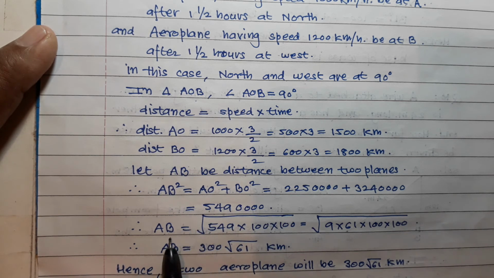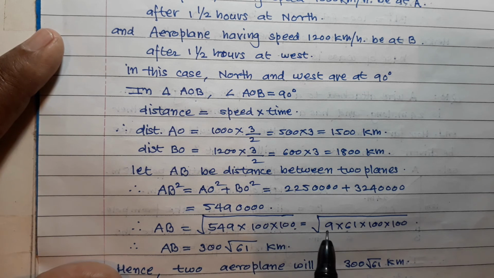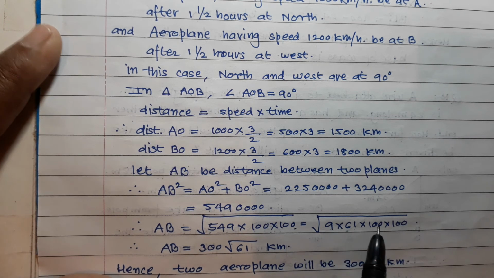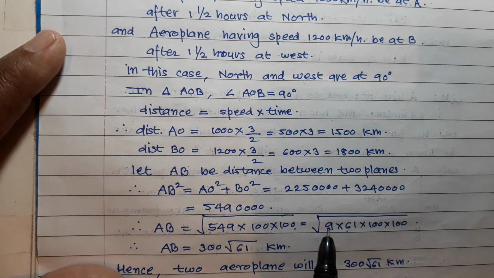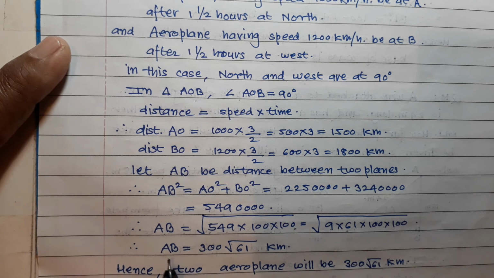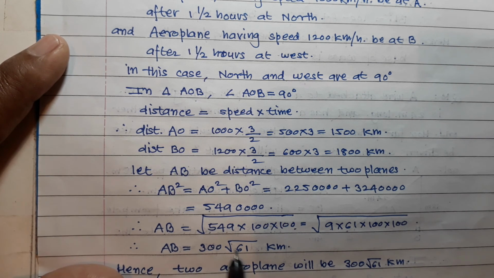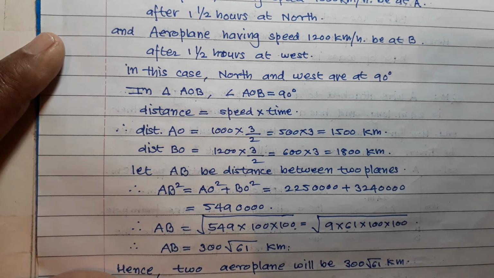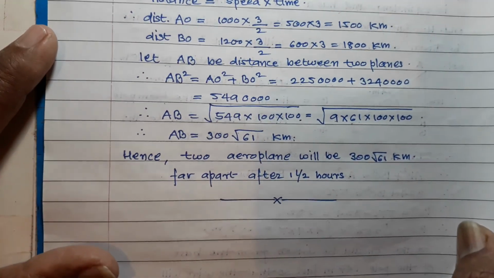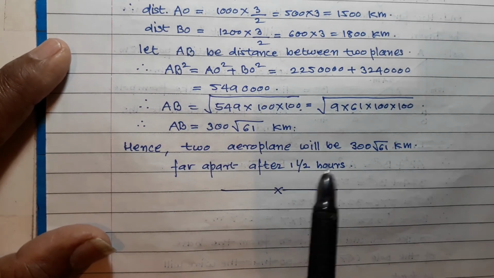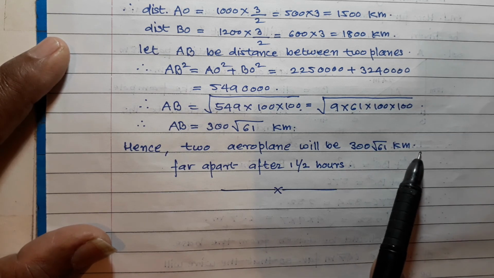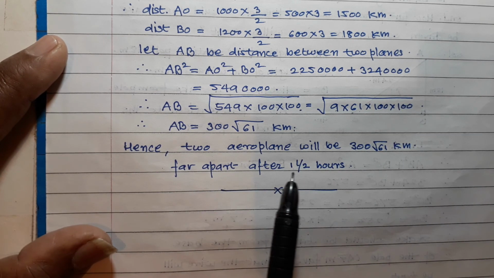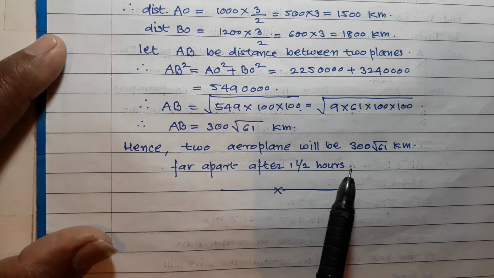549,000, and therefore AB is equal to 549 into 100 into 100, and is equal to 9 into 61 into 100 into 100. So you take 9 and 100 outside as 3 and 100. So AB is equal to 300 root 61 kilometers, and hence two aeroplanes will be 300 root 61 kilometer far apart after 1 and 1 upon 2 hours.